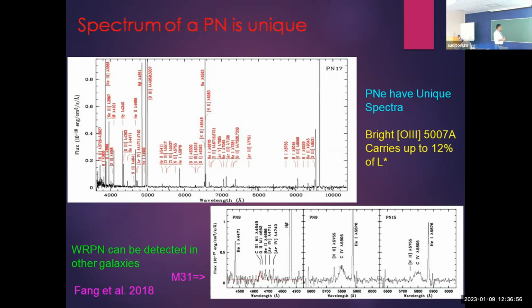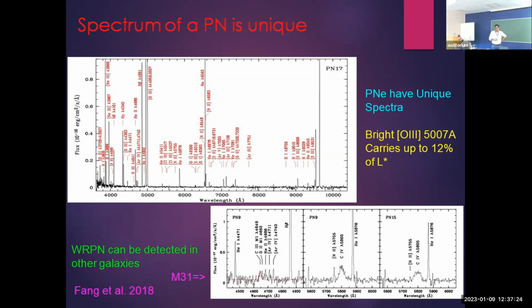So these objects, planetary nebulae for example, have something like 8,000, 10,000 to 12,000 solar luminosity. In fact, 12% of that luminosity is emitted in this line, with a width of something like 1.5 angstrom. So much power is being emitted at this line, so it is very crucial to study this.